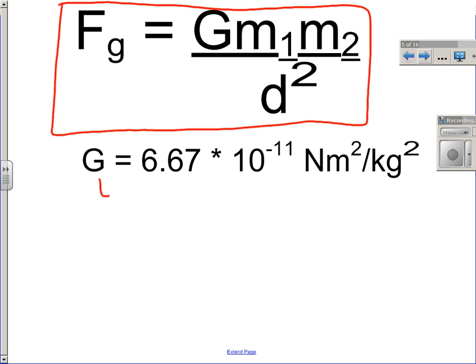G is your universal gravitation constant. It's this magic number, kind of like pi comes up with circles anywhere in the universe. This universal gravitation constant, 6.67 times 10 to the negative 11th, comes up anytime you're solving gravity problems dealing with force and the mass of the two objects. M1 and M2 are the masses of the two objects, and then D is the distance between their centers, like I said in the last slide.